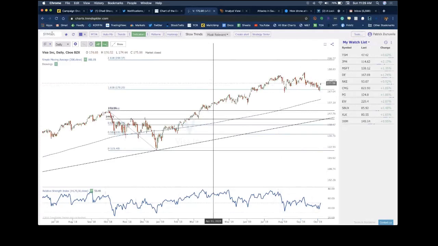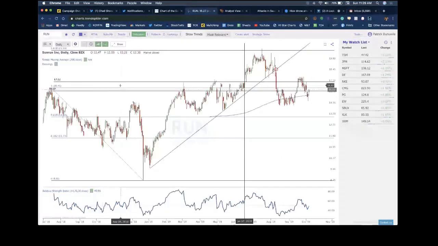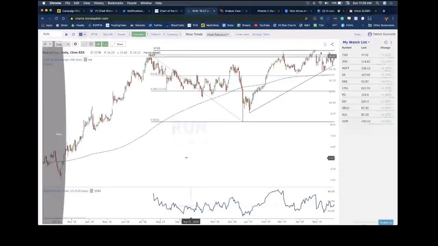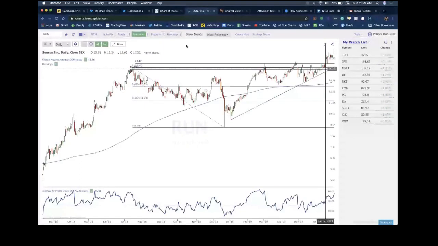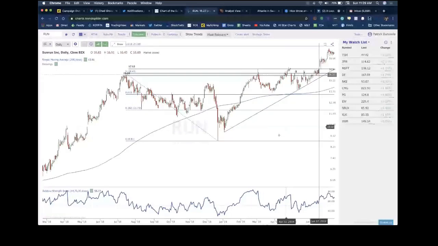And I'll show you one more here. This is another one I pitched on Real Vision. It's Sunrun. Kind of a similar setup. I don't mean to sound like a broken record, but I think it's good to have a repeatable process. So, you have this big base where price didn't really make any forward progress for over a year. And then, you finally get the breakout to all-time highs. You use that 161.8 extension, and it's been riding that trend.